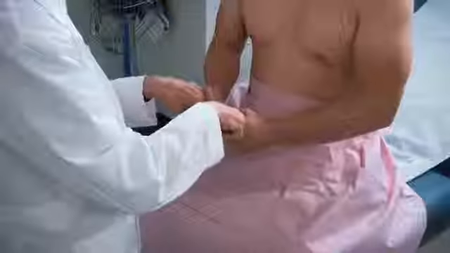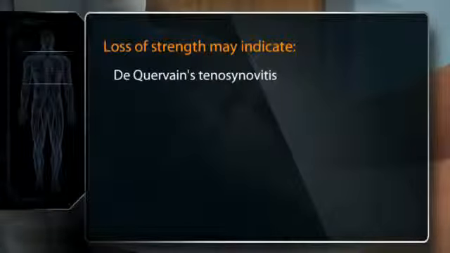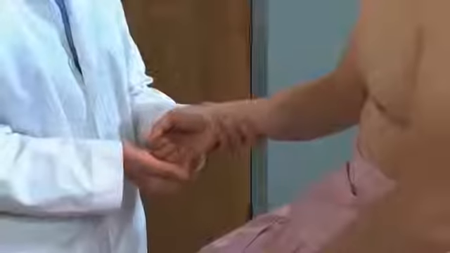Other tests include hand grip strength. We're going to check the strength of your fingers, your hand grip. Squeeze as hard as you can. Okay, very good. Loss of grip strength is seen in de Quervain's tenosynovitis, or inflammation of the thumb extensor tendon, arthritis, and cervical radiculopathy. Let's check out your wrist pain.